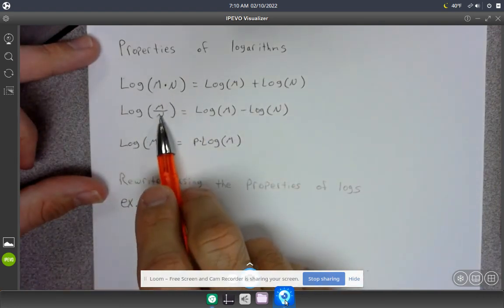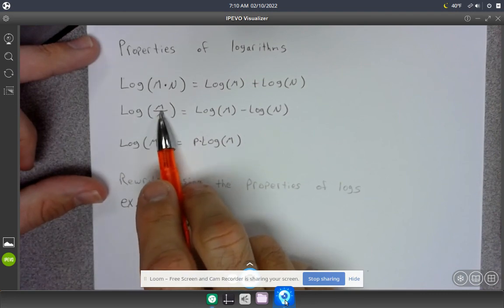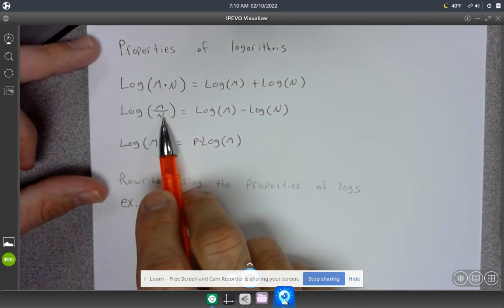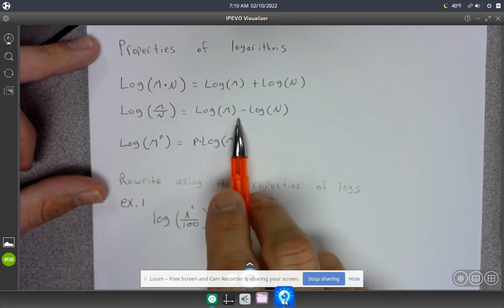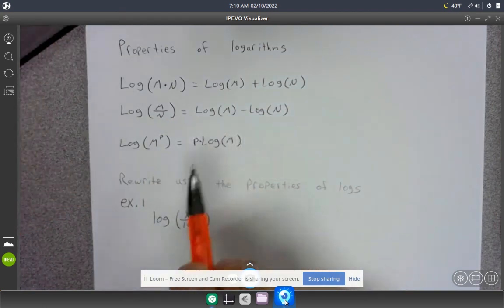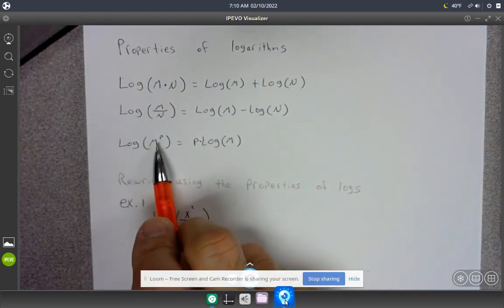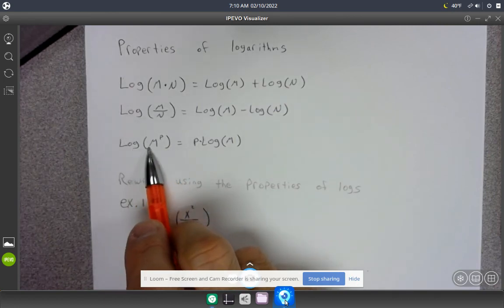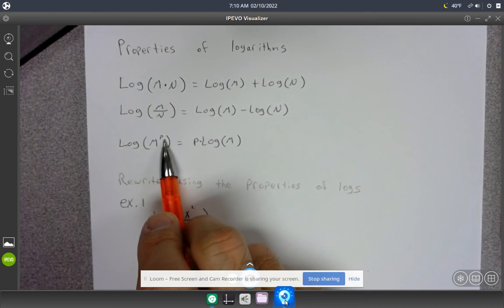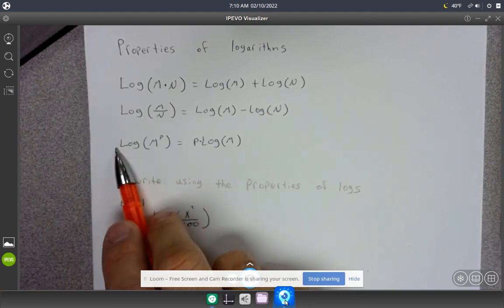Okay. And then similarly, whenever it's a division statement, the log of a division, that can be rewritten as a difference. Right? And then the third one, it's like an exponent property. When you have the log of something raised to a power, you can take that power and bring it outside.